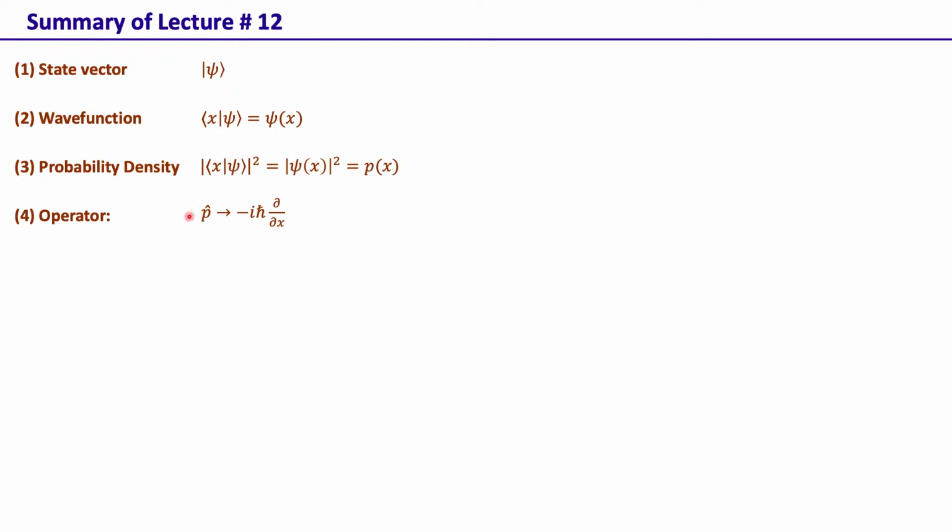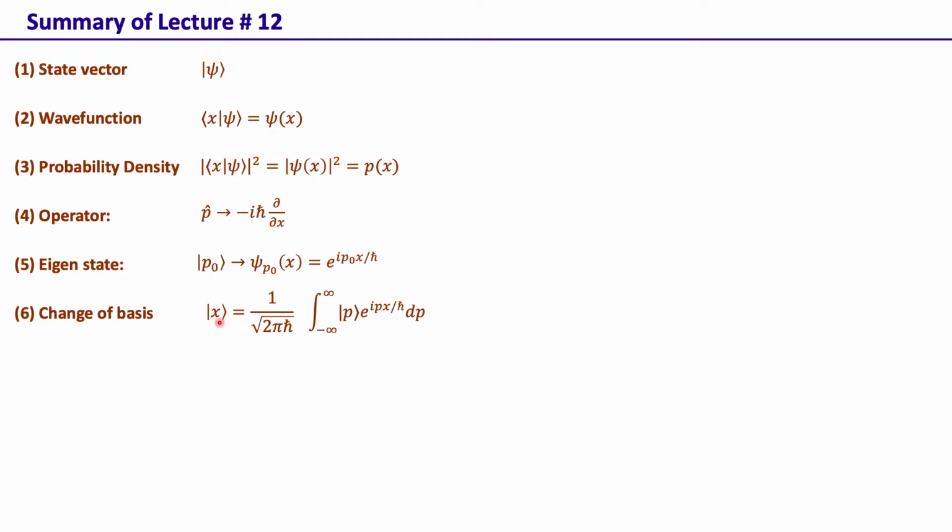This is just one example of a momentum operator in the position basis. This is the position basis representation of the momentum operator. We also looked at the concept of eigenstate: if the system is in an eigenstate of some operator, then if we act with that operator on that state, the state remains unchanged and we obtain the eigenvalue. So this one is the example of a momentum eigenstate, and this is the position basis representation of that momentum eigenstate.